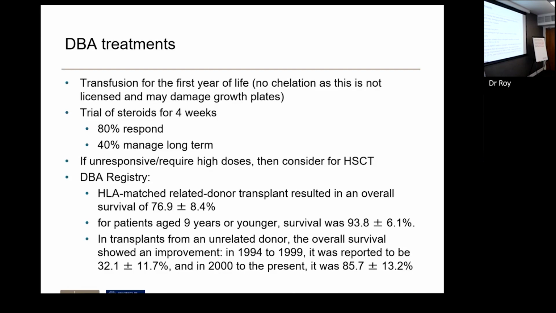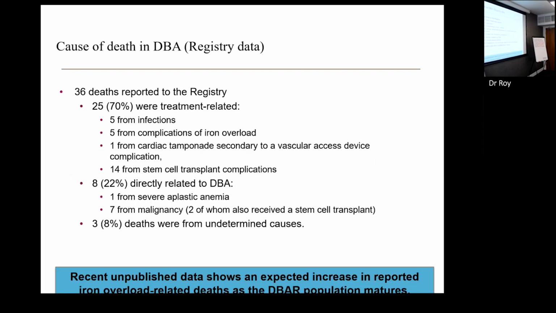If you look at the DBA registry, survival, I mean, this is quite old data, but survival was 77%. But actually, if you do the bone marrow transplant early, 9 years or younger, the survival was 93.8%. And they do unrelated donor transplants now, which have also had better survival than in the past.